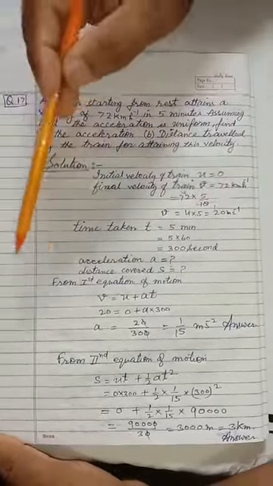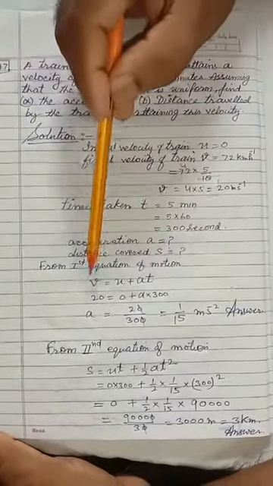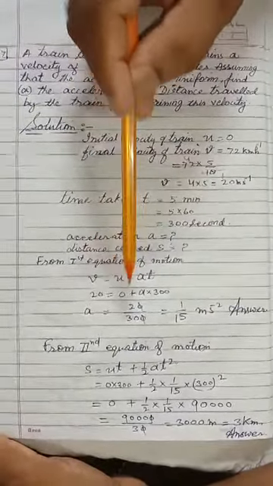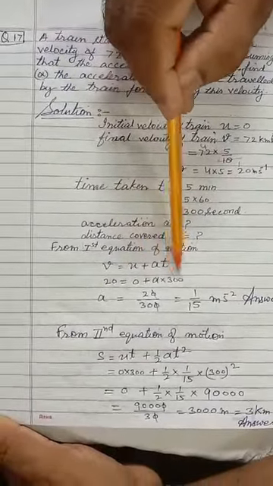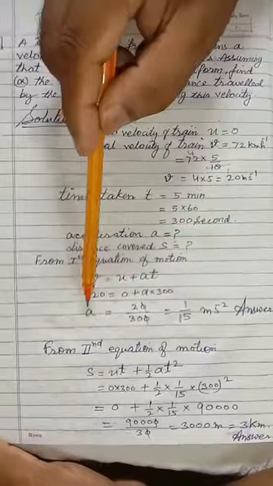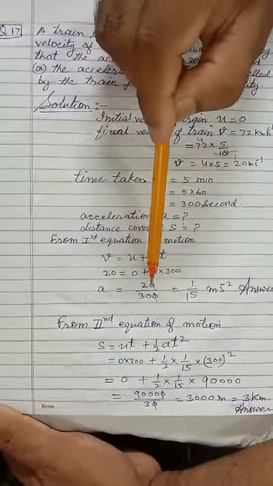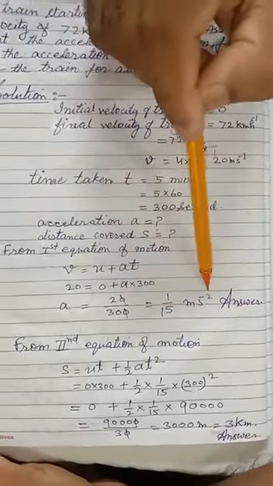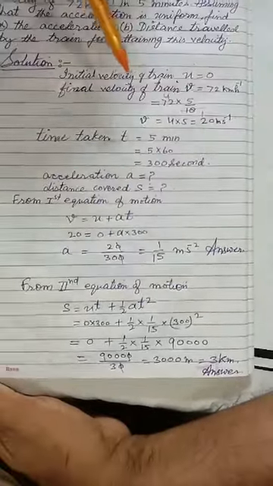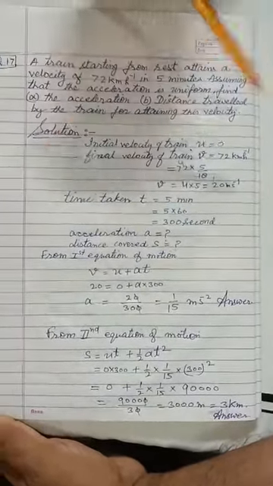For this, we will use the first equation of motion, that is v is equal to u plus at. V is 20, u is 0, a we don't know, we have to find a, and t is given, 300. So from here we will get that a is equal to 20 by 300, that is 1 by 15. 0 0 cancel, 2 by 30, and this will become equal to 1 by 15 meter per second square, which is the acceleration.